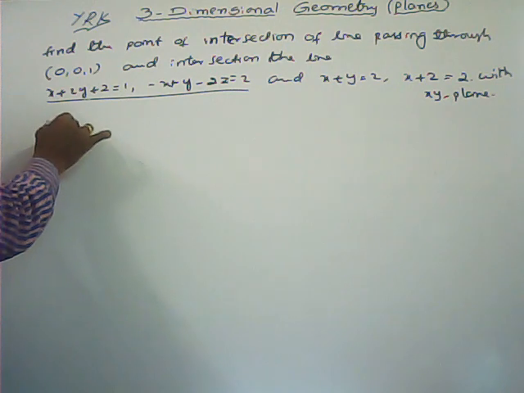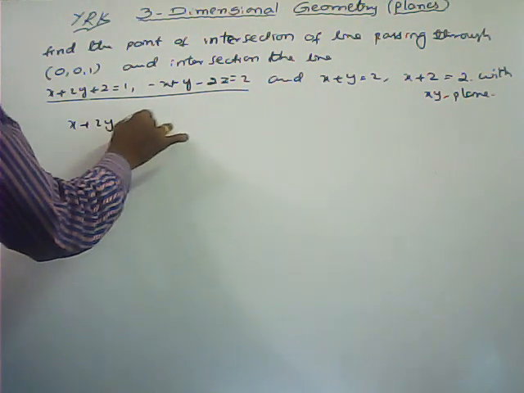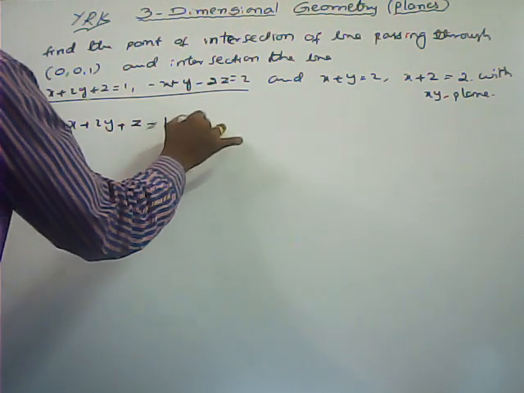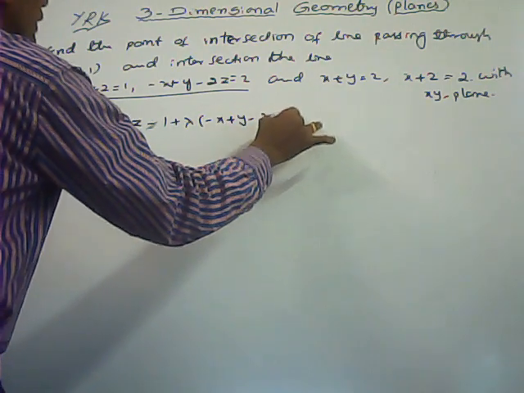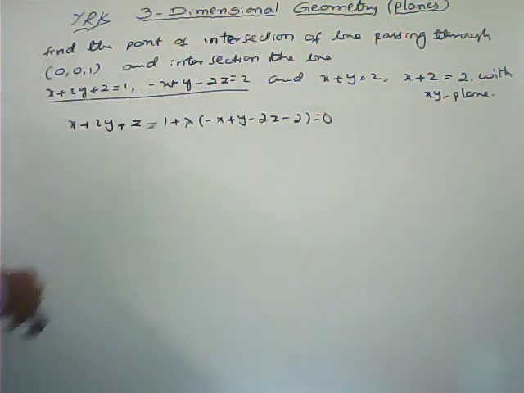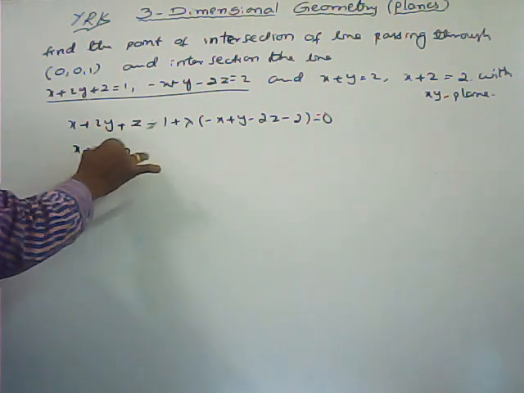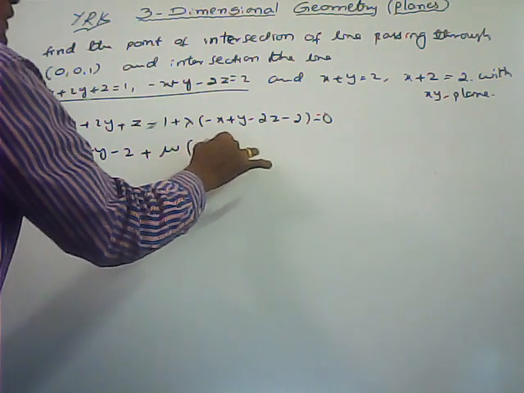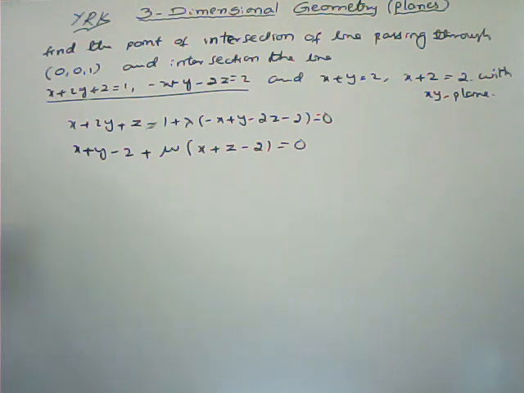Here I can write x plus 2y plus z minus 1 plus lambda into (minus x plus y minus 2z minus 2) is equal to 0. And one more plane: x plus y minus 2 plus mu into (x plus z minus 2) is equal to 0. This is one of the planes, this is another plane.